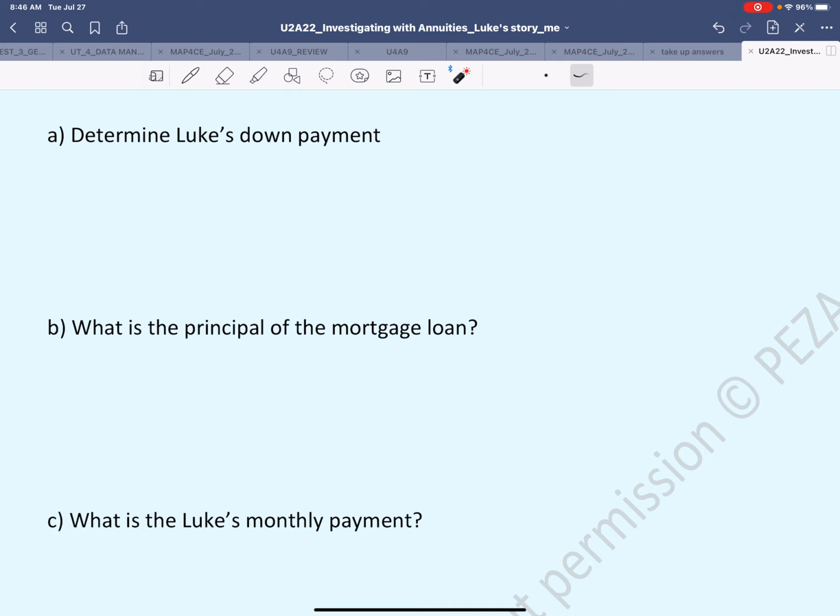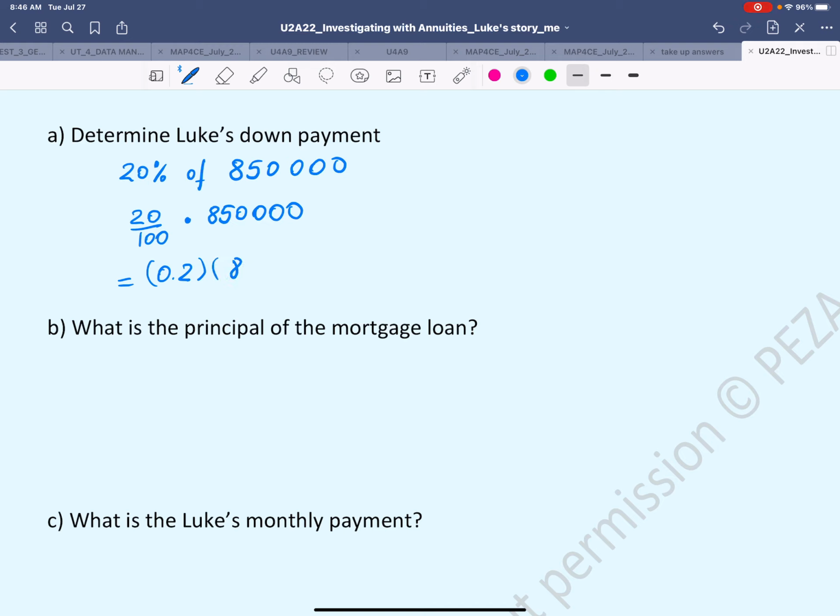So first we have to determine Luke's down payment. Now remember that Luke is paying 20% down of the price of $850,000. Now remember that 20% means 20 divided by 100. Of means multiplication, right? So multiplied by $850,000. So 20% or 0.2 times $850,000. Let's see how much he's able to put down for his house.